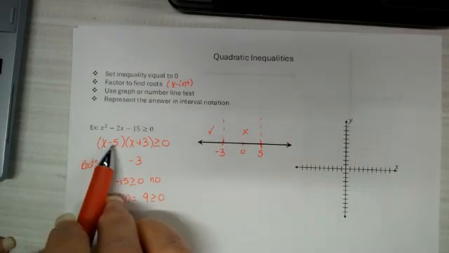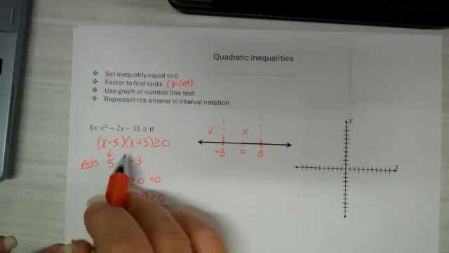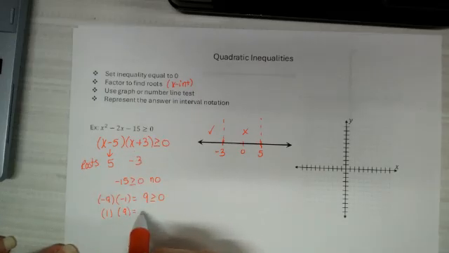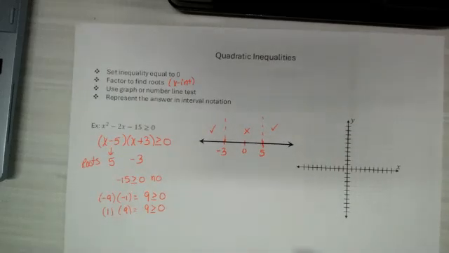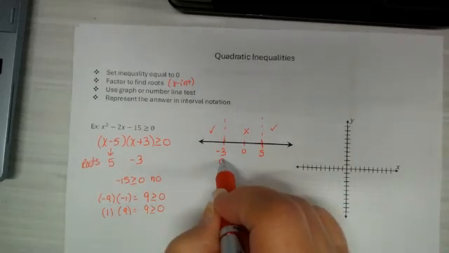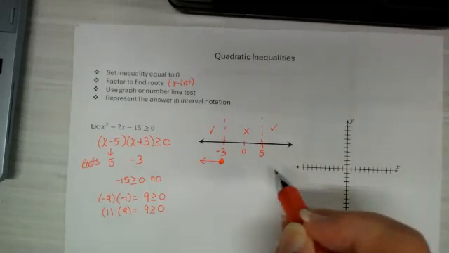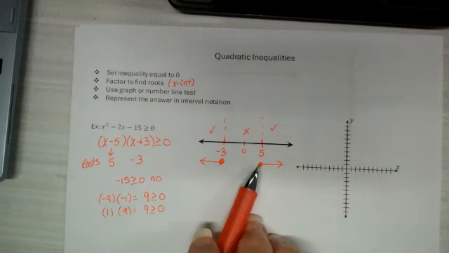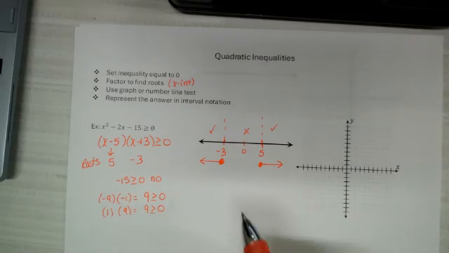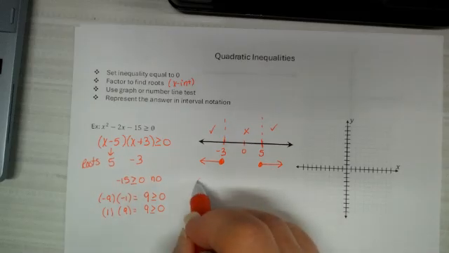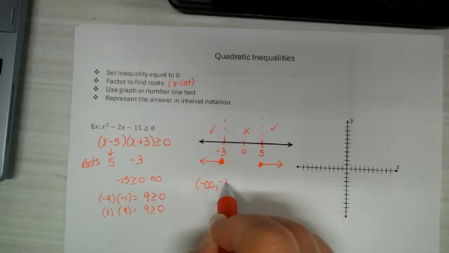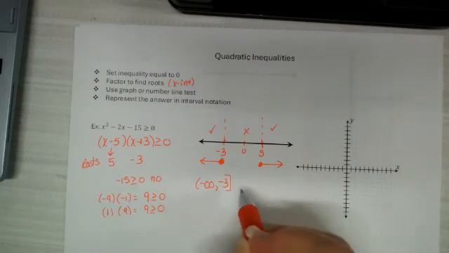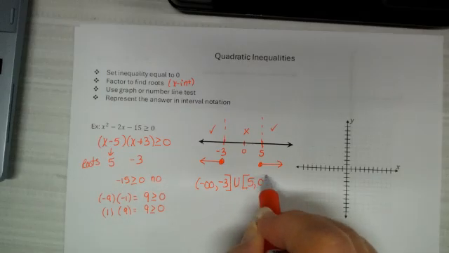If I put in 6, 6 minus 5 is 1, and 6 plus 3 is 9. Again, is 9 greater than or equal to 0? Yes. So my answer is going to be everything less than or equal to negative 3 and everything greater than or equal to 5. I did a closed circle because I had an equal to. In interval notation, that looks like this: negative infinity to negative 3, bracket, union, bracket, 5 to infinity.